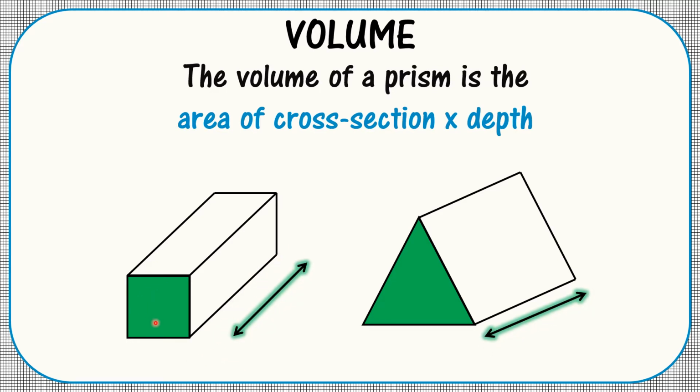To work out the area of this, you will do length times width and then times it by the depth. For this, you work out the area of the triangle, which is base times height divided by 2, and then you will times it by the depth.